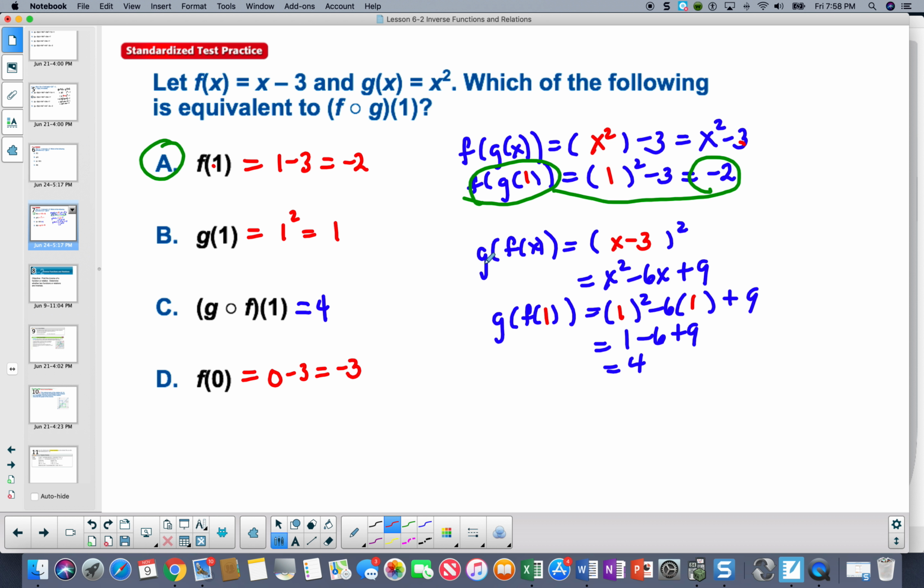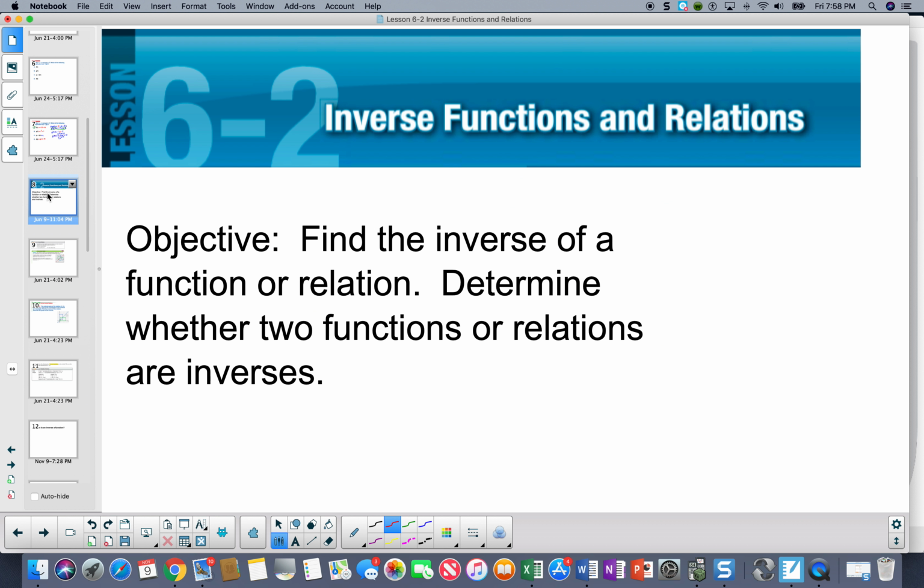So I found g of f of x, the function. This is my brand new one. I put a 1 into the brand new function and got a 4. So I'm assured that A is the correct answer.